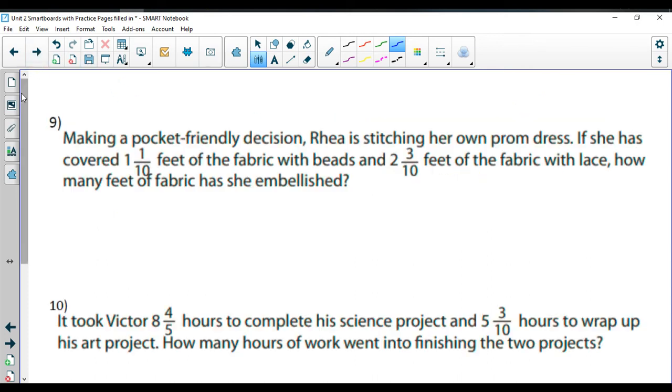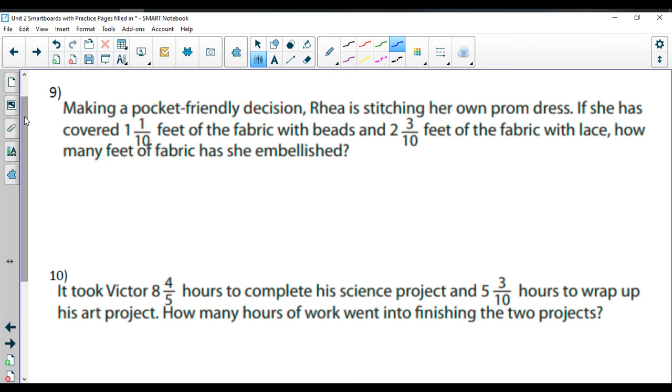All right, we have a couple word problems now. Word problems deserve word answers. Don't forget about that. So we're going to start with question number 9, making a pocket-friendly decision. Rhea is stitching her own prom dress. If she has covered 1 1/10 feet of the fabric with beads and 2 3/10 of the fabric with lace, how many feet of fabric has she embellished? So we're looking for a total here. So we're going to be adding 1 1/10 plus 2 3/10. I'm going to have you go ahead and type in your answer here, and don't forget to put in a label.